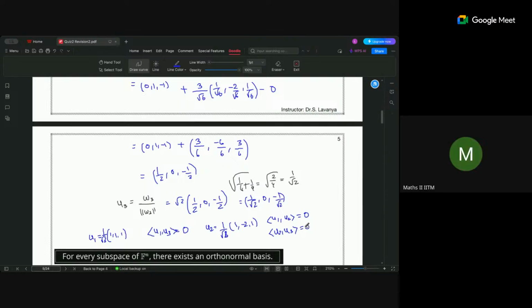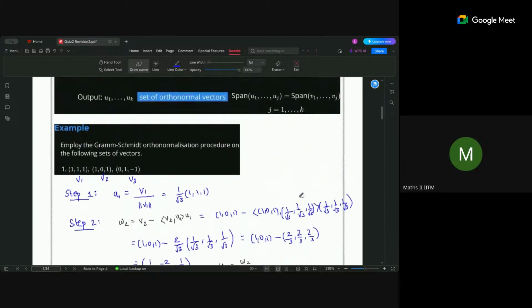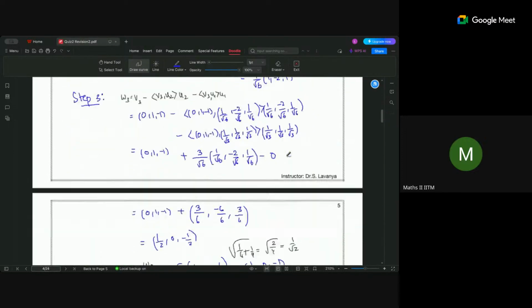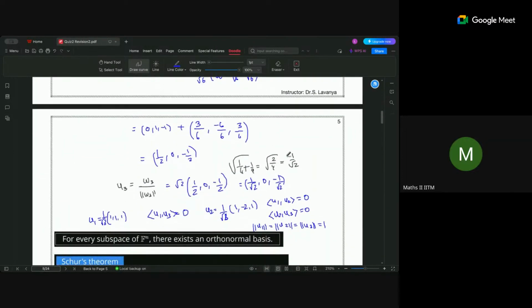0. Also you can notice that norm U1, norm U2, norm U3 all are 1. This also you can verify. It means what? We have obtained an orthonormal basis, and that is nothing but U1, U2, U3. So this U1, U2, U3 is the orthonormal basis which we have obtained. Clear? How to apply Gram-Schmidt process? Is it clear for everyone? Okay.